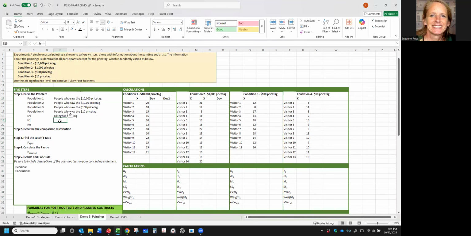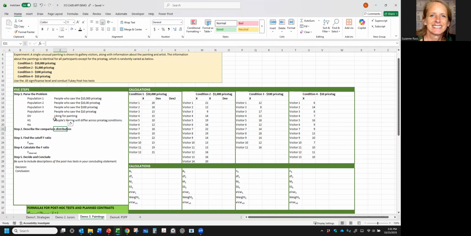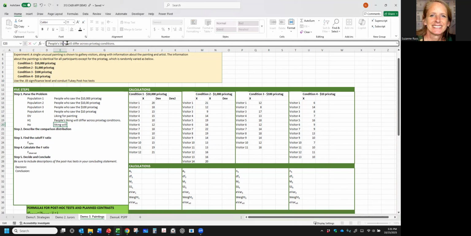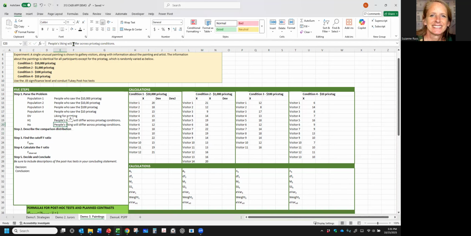And our research hypothesis is people's liking will differ across price tag conditions. And our null hypothesis, we just add that word not. I'm just going to stretch this a wee bit more. Let's add that word not. People's liking, let's spell it correctly too. People's liking will not differ across conditions. And that's for our omnibus test.